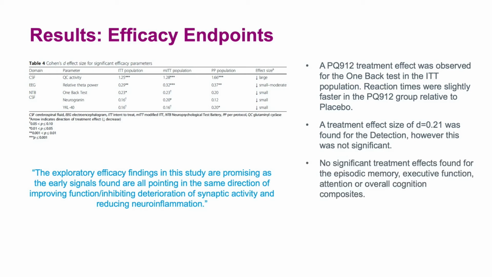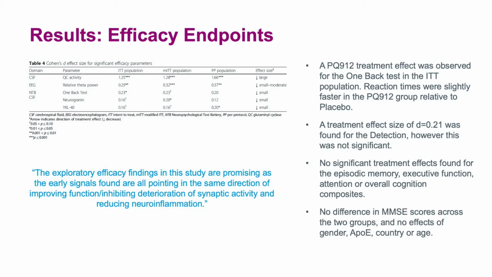Overall, there were no significant treatment effects found for the episodic memory, executive function, attention, or overall cognition composites. And there was also no difference in MMSE scores across the two groups. There were also no effects of gender, ApoE carrier status, country, or age. So this is an important result because it suggests that even though there wasn't improvement in performance in the PQ912 group, other than the one-back test, which is quite an interesting finding, there was also no decline.